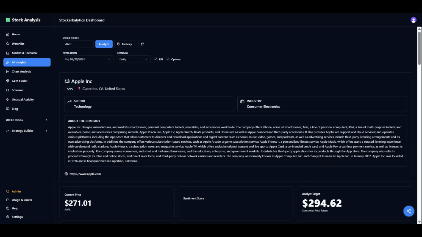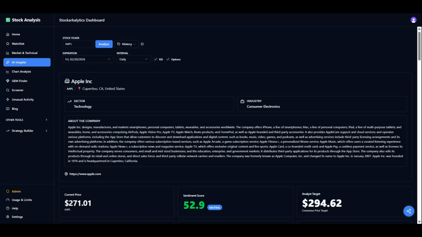All right, so this is the AI Insights dashboard on StockArkaLytics. Up here, you start with the stock ticker. So I used AAPL as the example. I'm going to hit Analyze, and the dashboard builds the full snapshot.